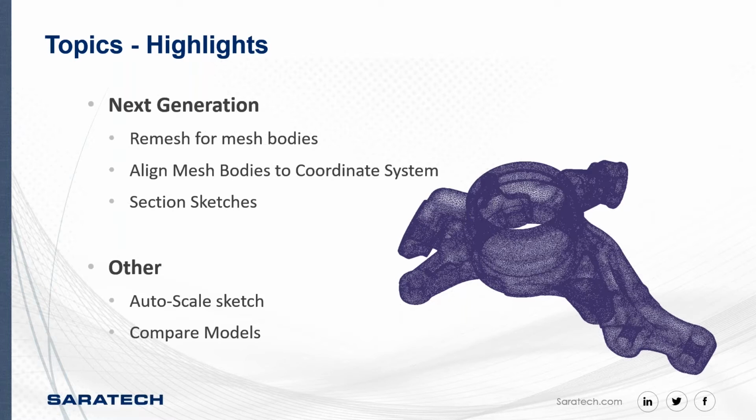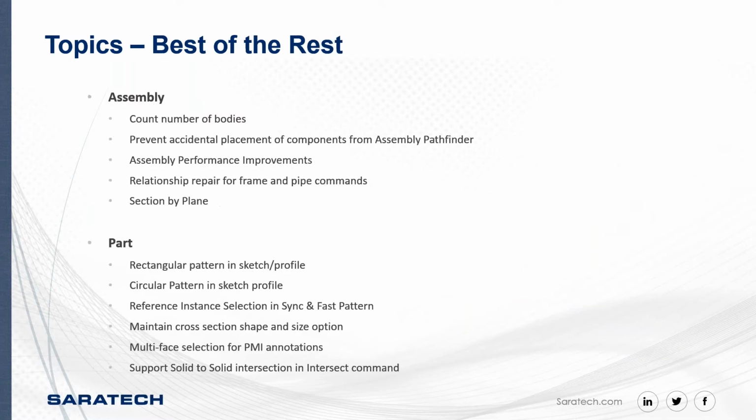Then after that, we'll look at some of the next generation. So next generation is going to be remeshing for mesh bodies, line mesh bodies, the coordinate systems, and section sketches. And then lastly, we're going to get into the other parts, which is the auto scale sketch and the compare models. And then part of the assembly, the continuation, is getting into count the number of bodies. So there's a big enhancement there. Prevent accidental placement of components from assembly pathfinder. The assembly performance improvements, relationship repairs for the frame and pipe commands, and section by plane.